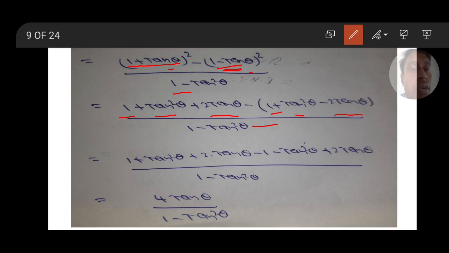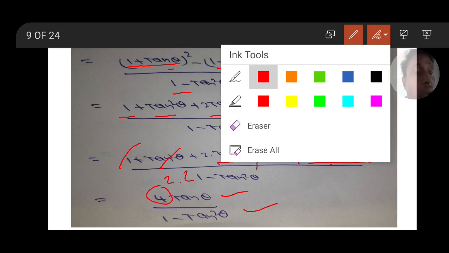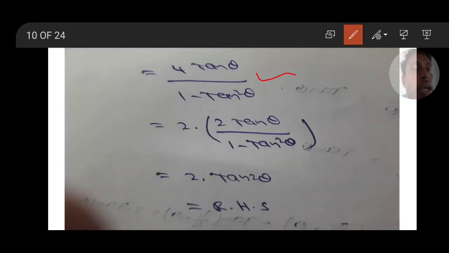So simplification: 1 plus tan square theta plus 2 tan theta, minus, multiplying with minus, 1 minus tan square theta plus 2 tan theta. 1 minus 1 cancels, tan square theta minus tan square theta cancels, 2 tan theta plus 2 tan theta is 4 tan theta by 1 minus tan square theta. And this 4 can be written as 2 into 2, so 2 into 2 tan theta by 1 minus tan square theta.